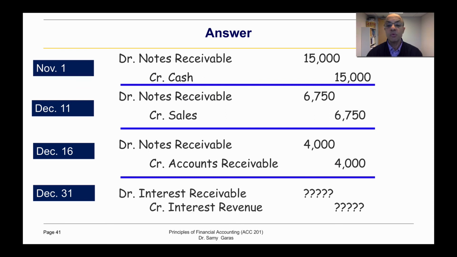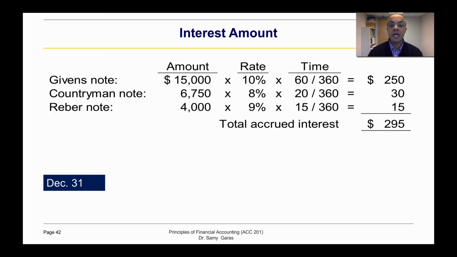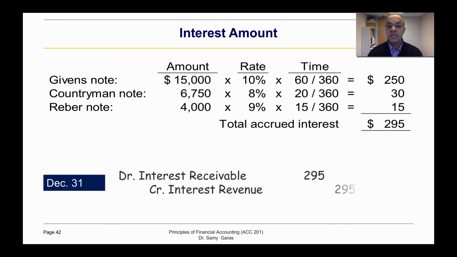The fourth one, we need to calculate the interest revenue for the three notes that happened during the year. So we need to count it for each one separately. The first one was for 60 days, the second one for 20 days, and the third one for 15 days. We multiply it and we get 295. Then we debit interest receivable and credit interest revenue by the amount of interest only for year one.